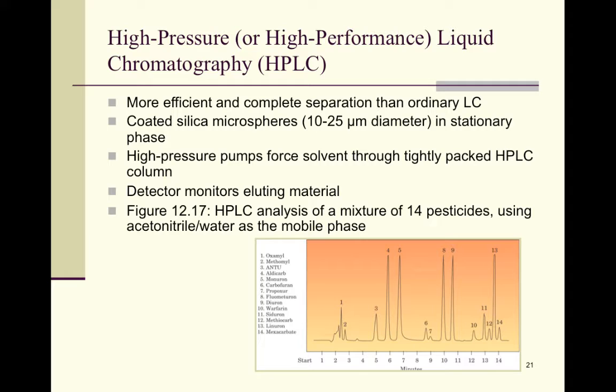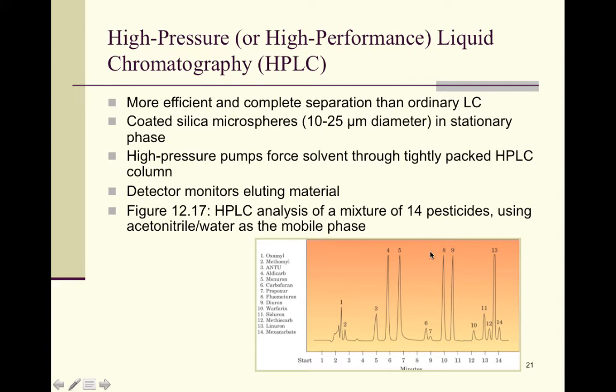High pressure or high performance liquid chromatography, HPLC. This is a more efficient and complete separation than ordinary liquid chromatography. In this case, we have coated silica spheres. They're about 10 to 25 micrometers in diameter, and they're in our stationary phase. High pressure pumps force solvent through a tightly packed HPLC column. The detector monitors the eluting material.